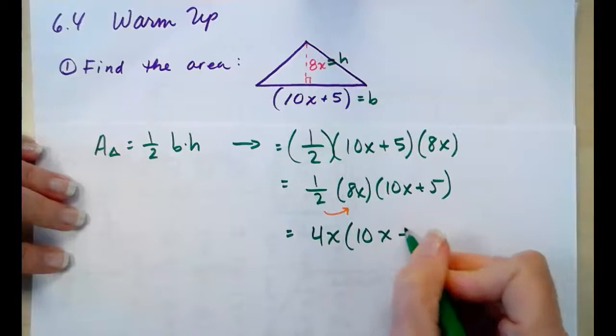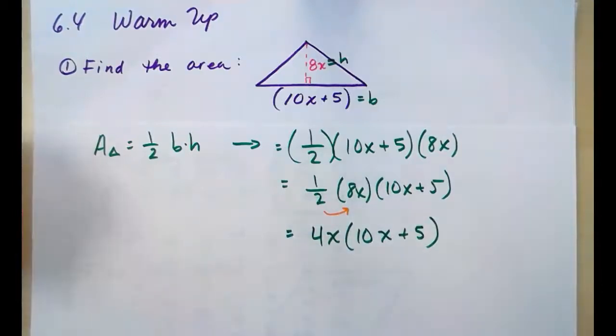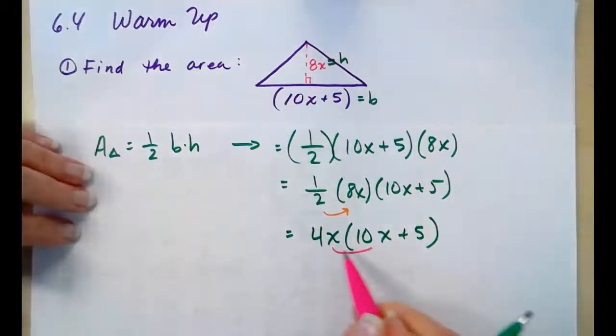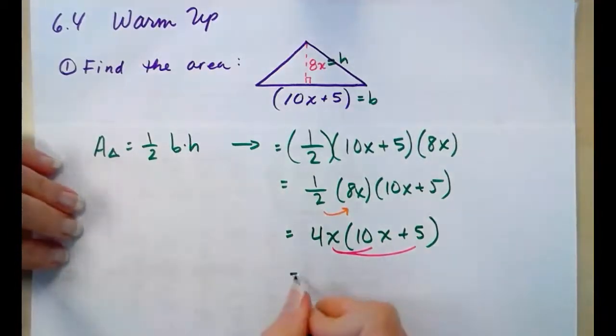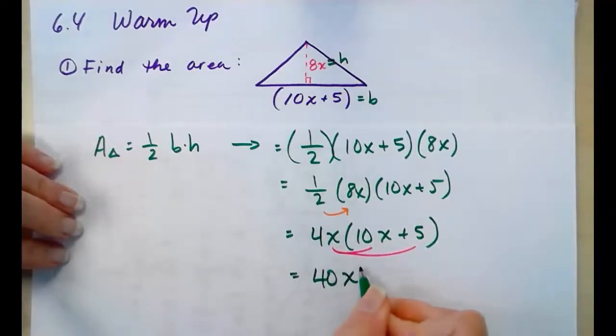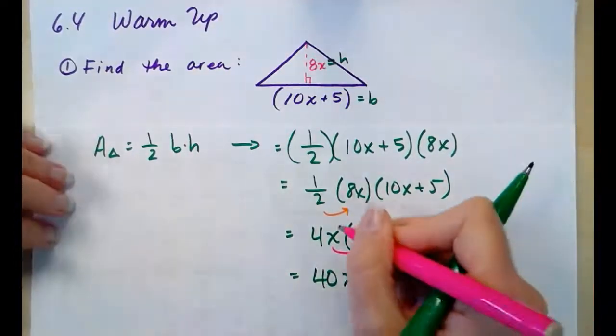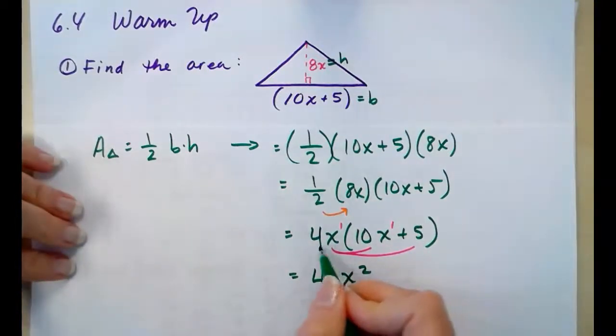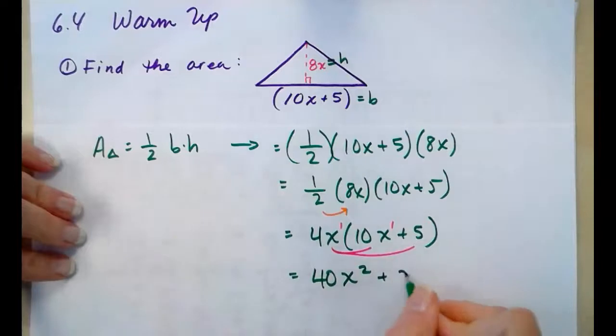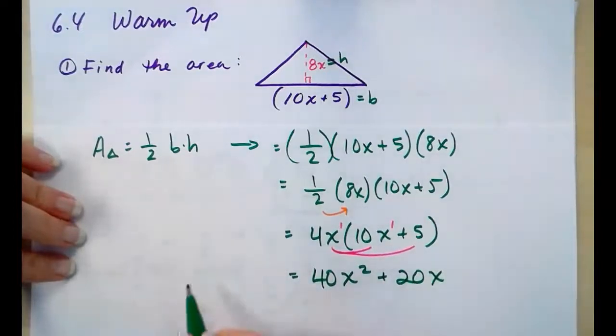The 4x is now going to be distributed through the second set of parentheses to get the area of this triangle. So 4x times 10x is 40x squared. Remember, this is x to the first times x to the first. Next, 4x times 5 is plus 20x. That is the area of the triangle in number 1.